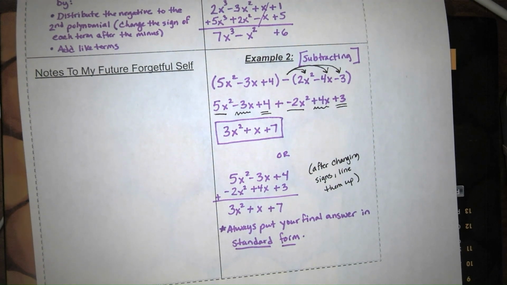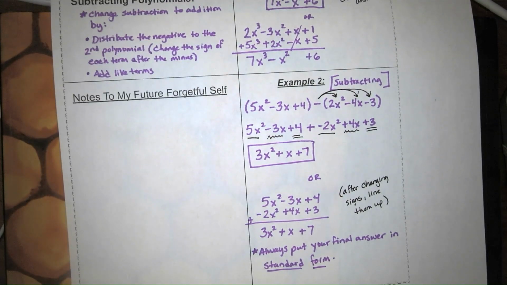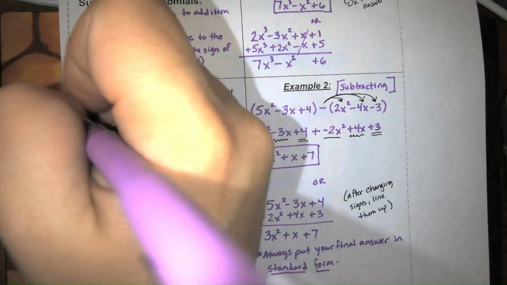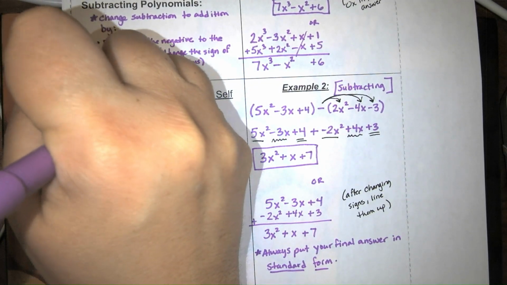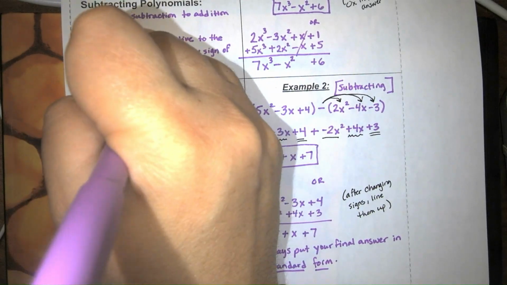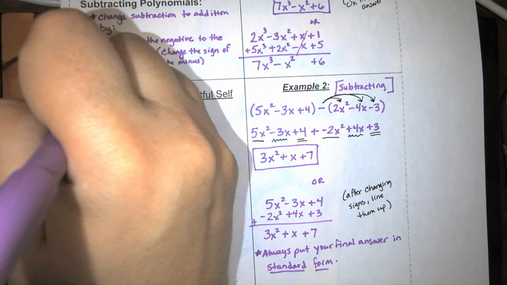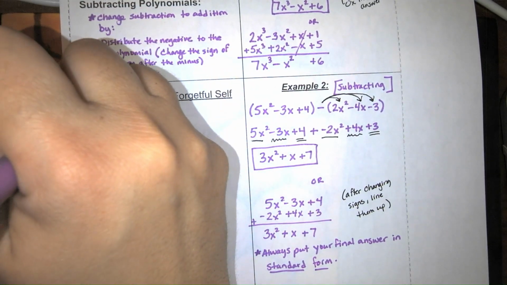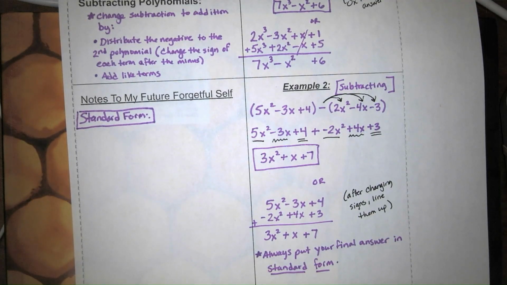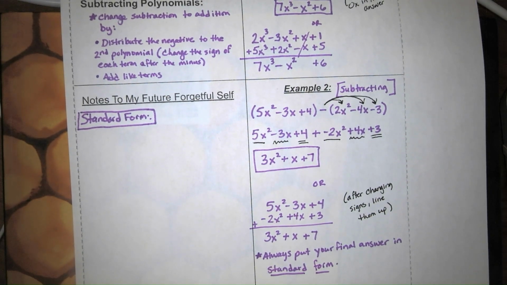So standard form, we mentioned it briefly, and I gave you kind of an unofficial definition of it, but I'm going to give you a more official definition of standard form. And again, write down as much as you feel you need to so that you really get what it's saying here. So standard form, I'm going to put a definition. It's the terms are arranged in descending order of their exponents.